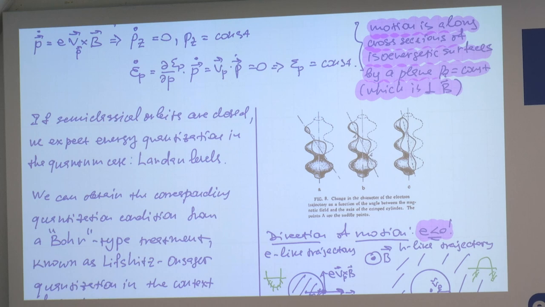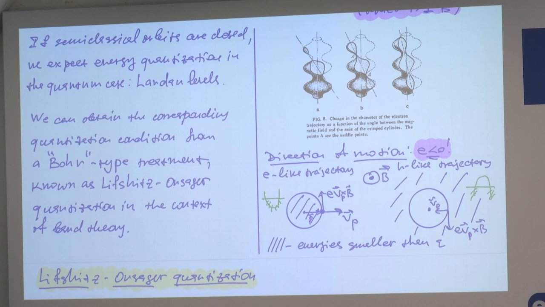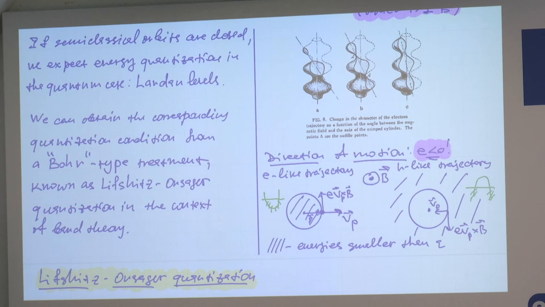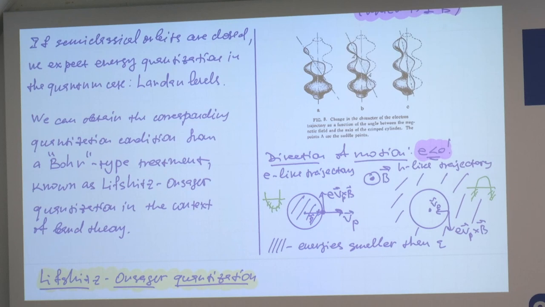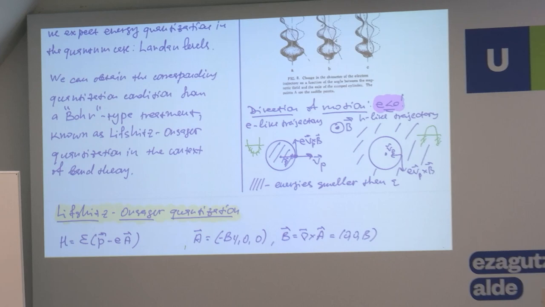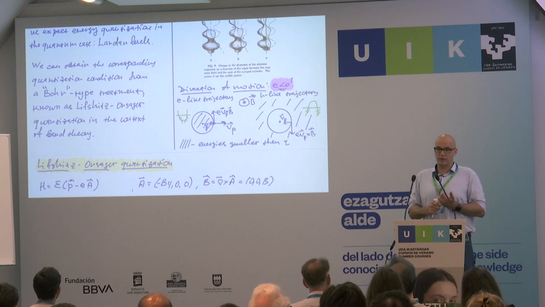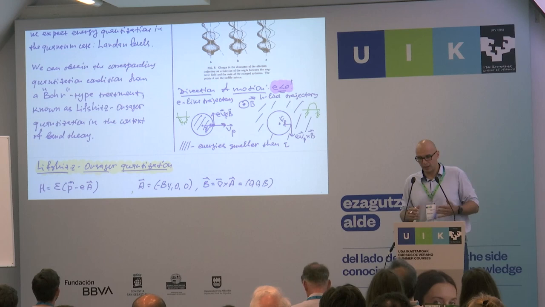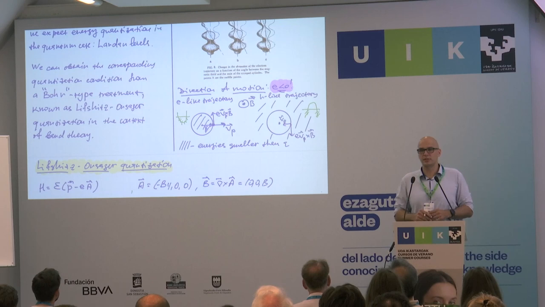So just a quick word on electrons versus holes. You always hear that. We can figure out the direction of motion for the electrons by just looking at the direction of the Lorentz force. The problem is that for electrons, the charge is negative, and the velocity can point along momentum for electron-like surfaces, and it can point opposite to momentum for hole-like surfaces.